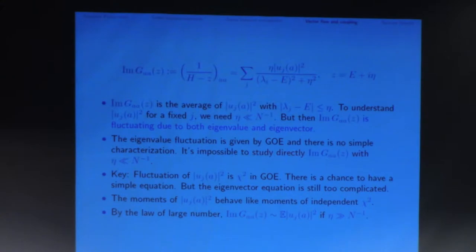But then you think about the eigenvector, the invariant measure is the orthogonal group, and the eigenvector distribution is actually just a chi-square. And then you feel that the chi-square may be something easier to understand than this Wigner-Dyson law. And so that's the motivation: we start to write down the eigenvector equations.